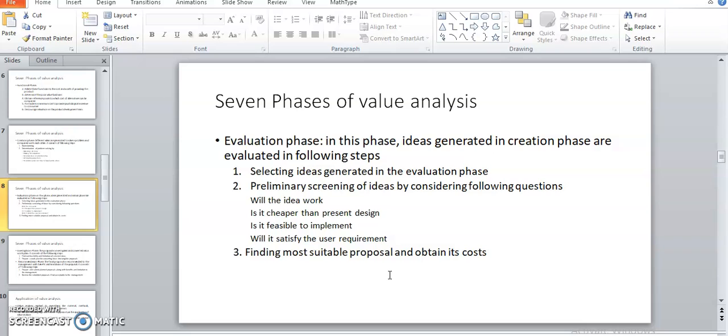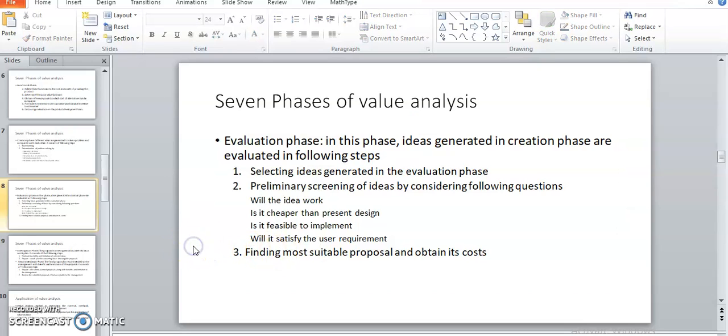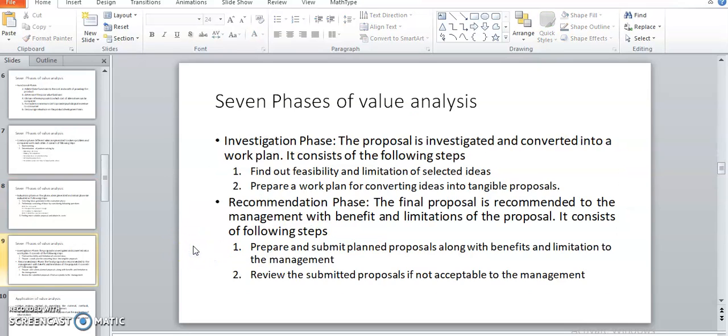Ideas generated in the creation phase are evaluated by a preliminary screening, considering the following questions: will that idea work? Is it cheaper than the present design? Is it feasible, and does it satisfy the user requirement? By evaluating this, find the most suitable proposal and obtain its cost. The last phases are the investigation and the recommendation phase.